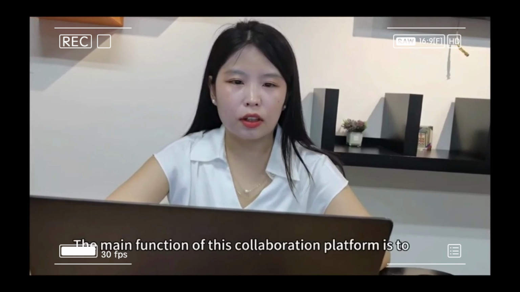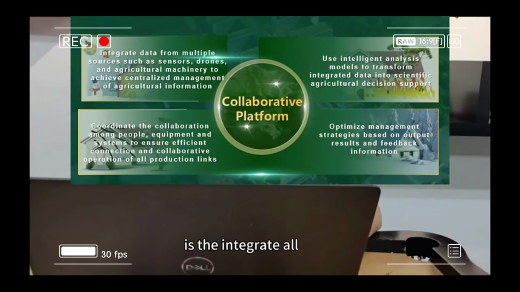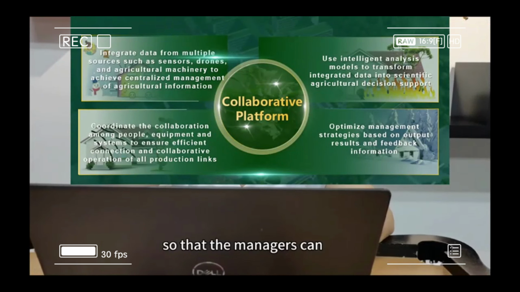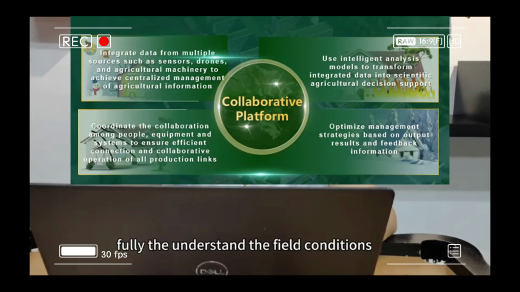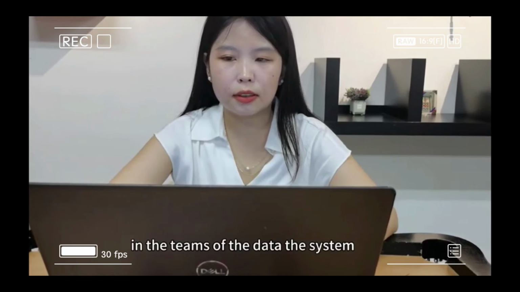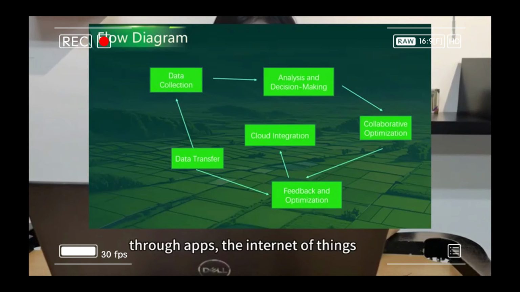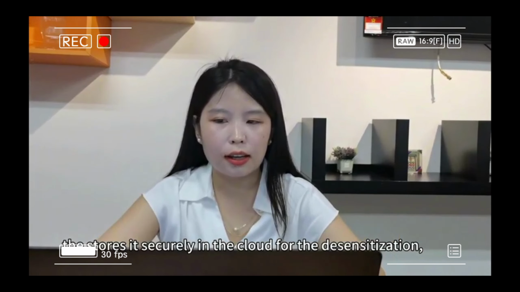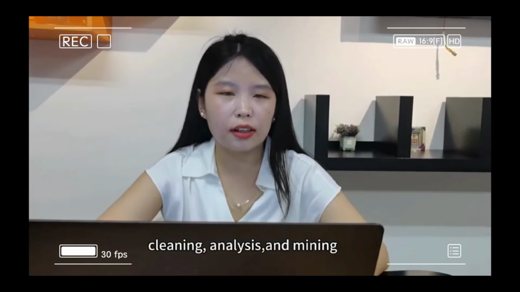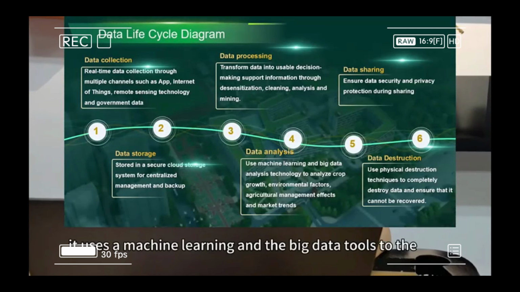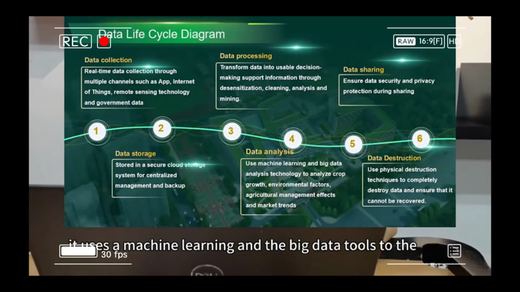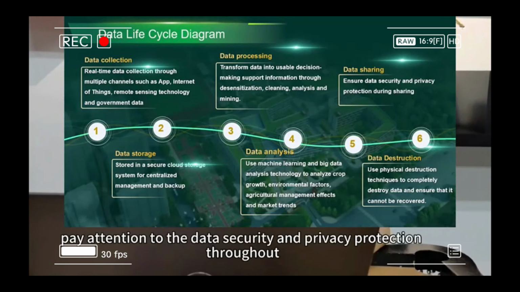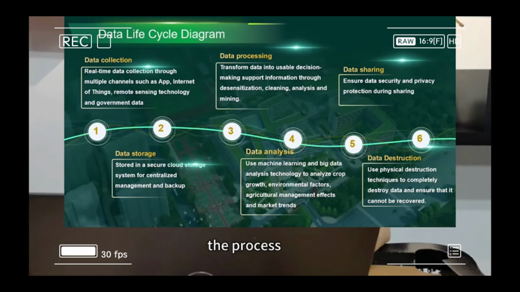The main function of the computation platform is the intelligence of collecting data into one system, so that the management can understand the field conditions. In terms of data, it safely collects data in real time, from APIs, the Internet of Things, and government data. It executes in the cloud: cleaning, analyzing, and modeling. It uses machine learning and big data tools to model crop growth and environment change, pays attention to data security, and provides zero-trust processing.